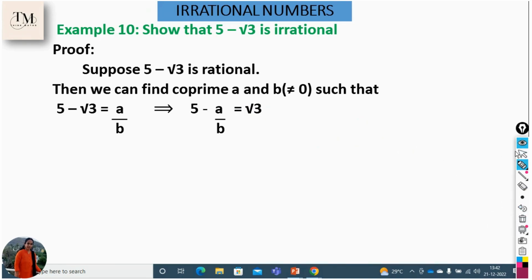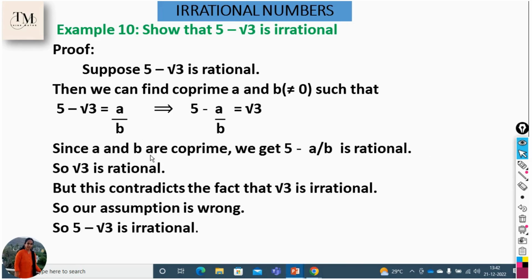Okay, children, can you understand? So since a and b are co-prime, we get 5 minus a by b is rational. So root 3 also will be rational, but we already proved that root 3 is irrational. So our assumption is wrong. So 5 minus root 3 is irrational. Okay, children. So next problem.